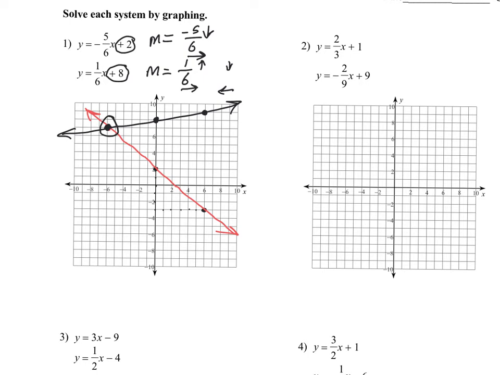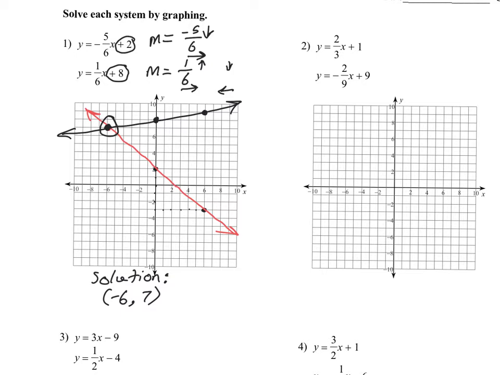So the solution for this set of equations is to the left 6 and up 7. Okay, again, once you're looking for a coordinate, you have to remember to go back to the origin, 0, 0. That's where you start your counting. When we're dealing with our y-intercept, we start from that point. But when we're dealing with an actual point, then we start at the origin. So I went left 6 and up 7. That gives me my solution.